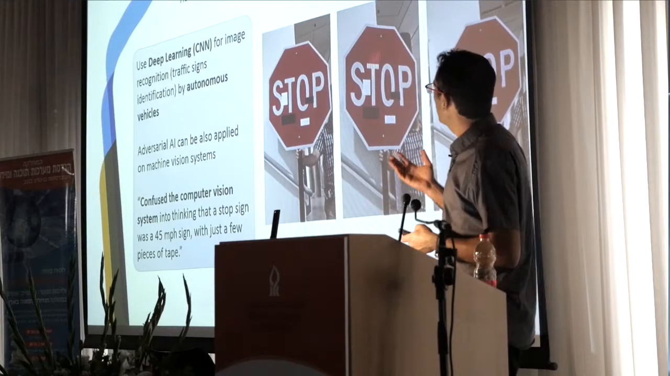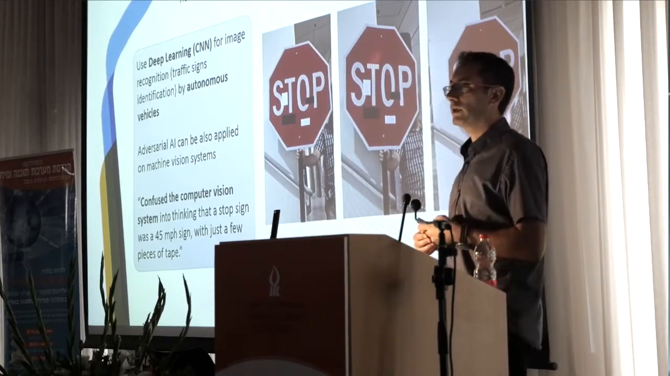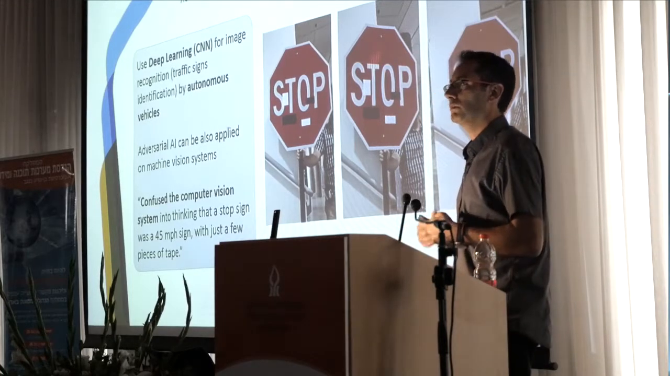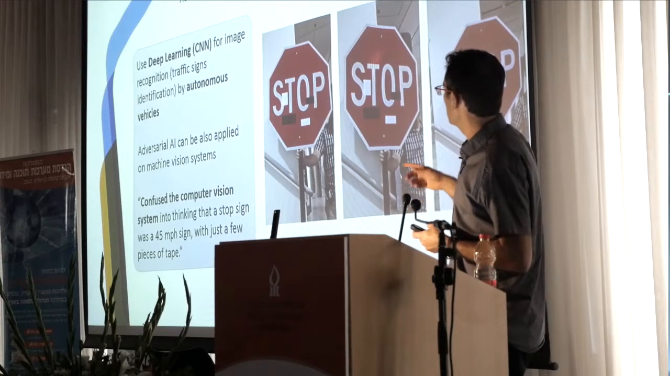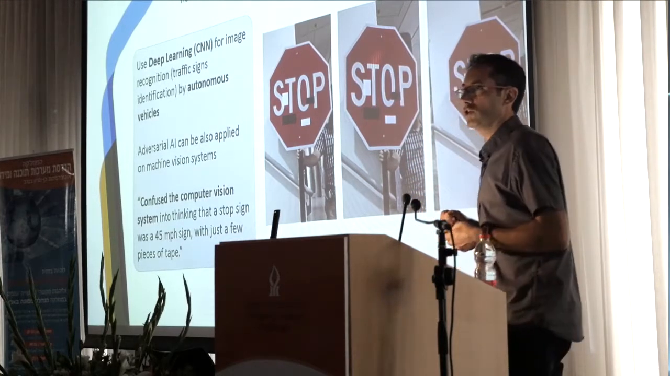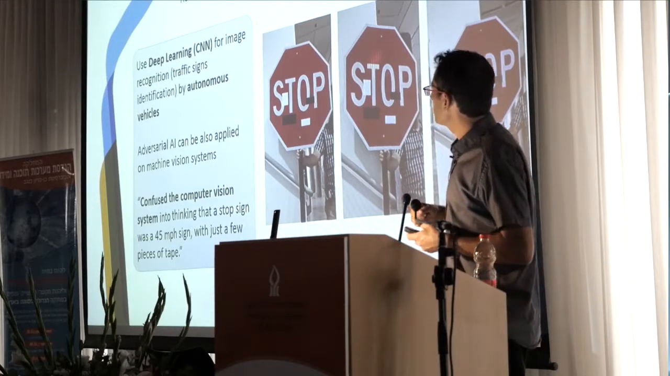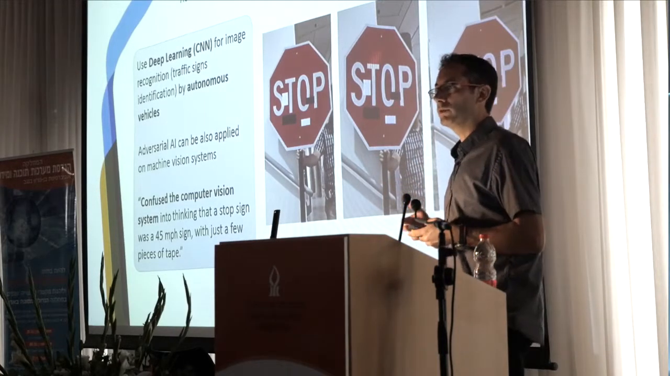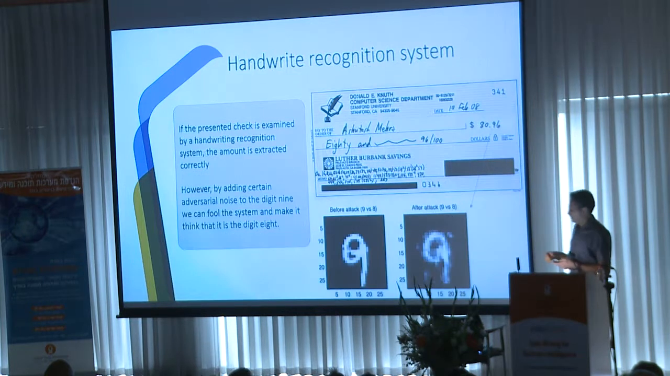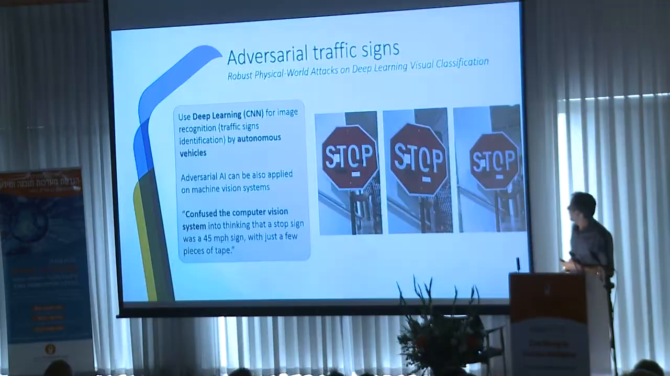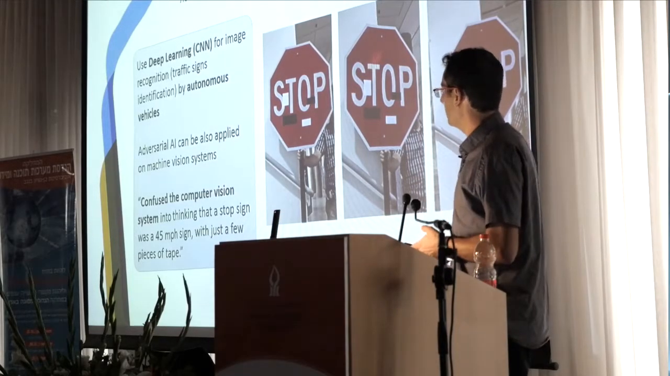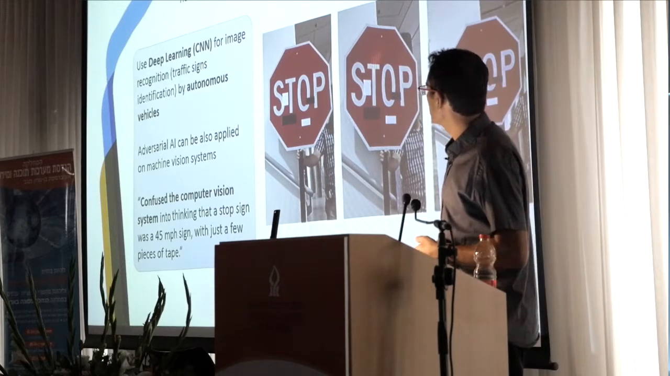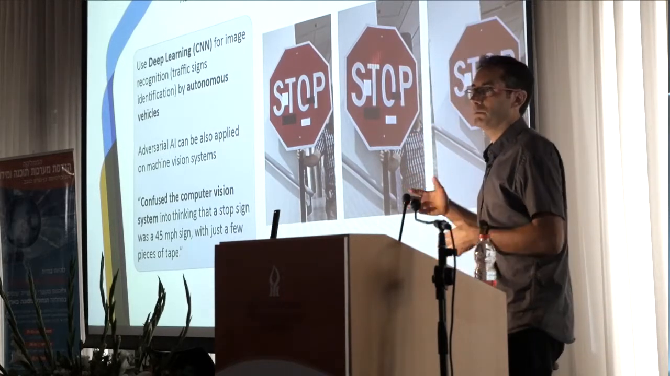Another example: attacks on machine learning-based image recognition systems. For example, in this one, from this year I think, researchers showed that a deep learning or CNN-based image recognition model can be bypassed simply by adding stickers to the sign and making the machine learning model think that the sign is not a stop sign but another one.